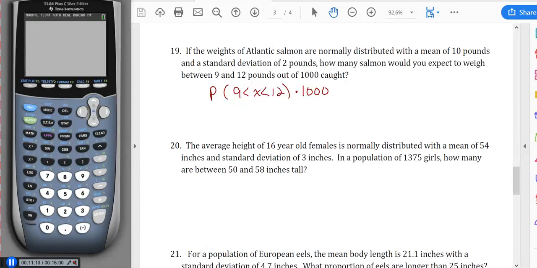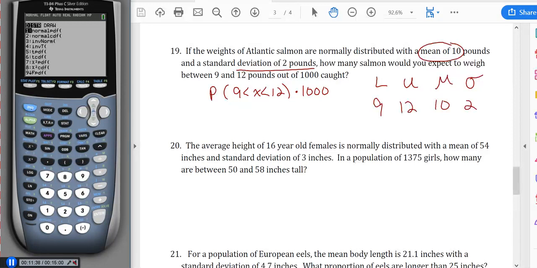So I need to have the same setup. I need a lower bound, I need an upper bound, I need an average, and I need a standard deviation. So my lower bound in this case is 9, my upper is 12, my average, they tell me up here with a mean of 10, that's my average, my mu. And they tell me a standard deviation of 2. That's my sigma. So I'm going to go back over to my calculator. I'm going to go second variable. Go to 2. My lower in this case is 9. Upper is 12. I now have an average of 10 and a standard deviation of 2. I'm going to paste that in.